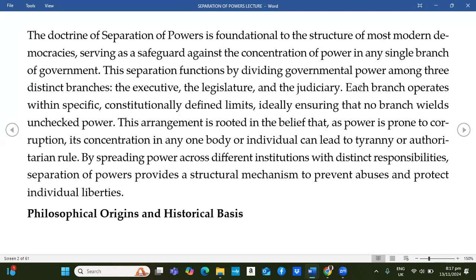So separation of powers is a foundational element to modern democracies, for the reason that it safeguards against concentration of power in any single branch of government. At the elementary stage, we all remember that when we talk about government, if for nothing at all, we know the three arms of our government. We know the legislature, we know the executive, we know the judiciary. So fundamentally, there is that recognition that governmental power should not be concentrated in any single branch, should not be concentrated in any single individual, so to speak.